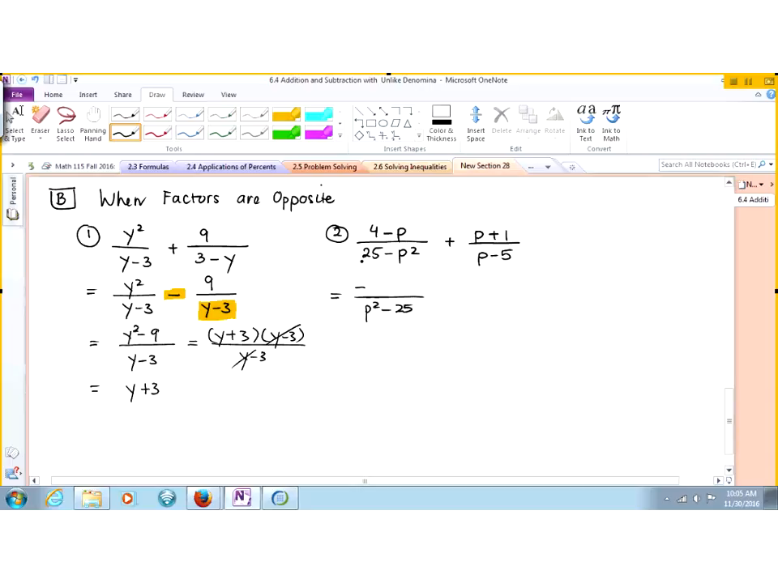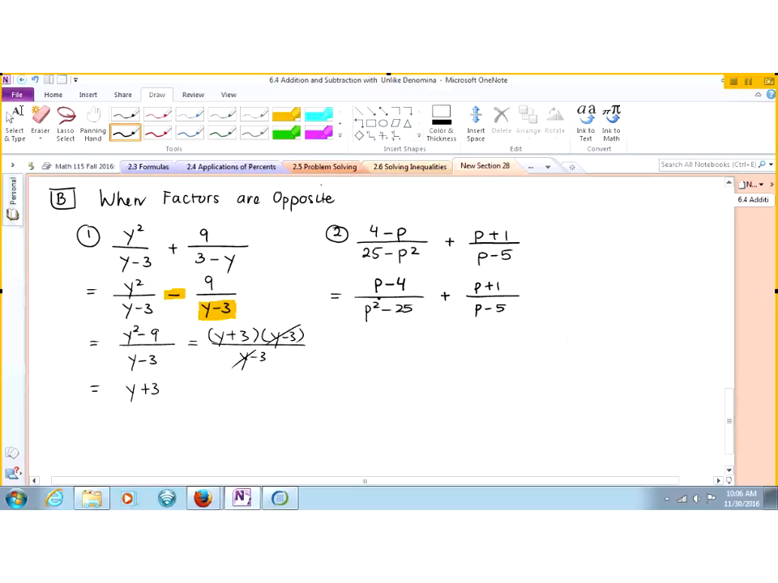What do I have on top? Negative. Yeah, p minus 4. So switch the top. So p minus 4. So that's the opposite. Yeah. Because you're multiplying the top by negative 1, the bottom by negative 1. Right? Okay. Plus p plus 1 over p minus 5.